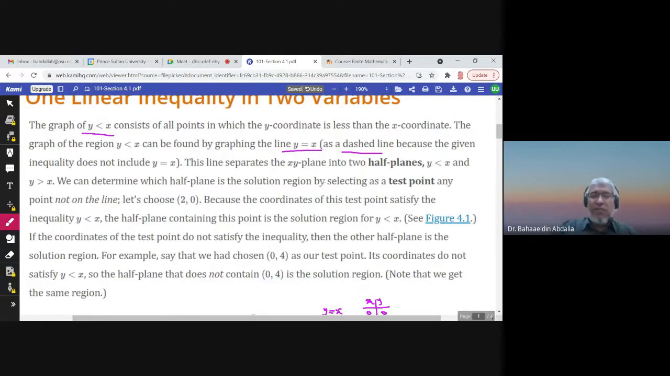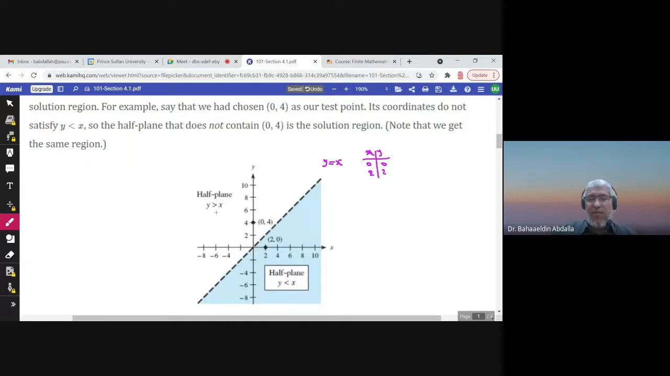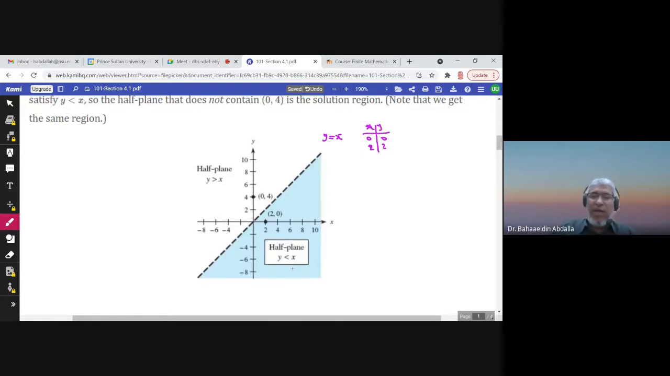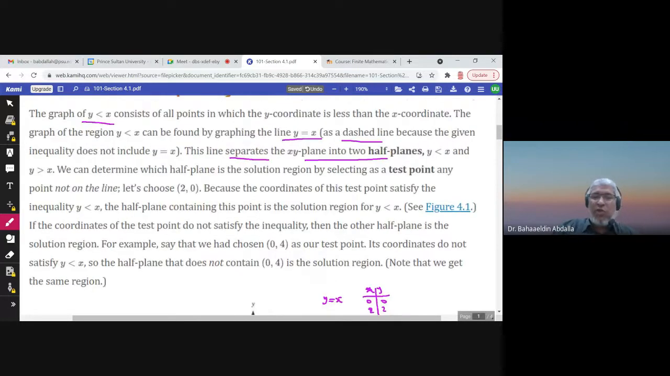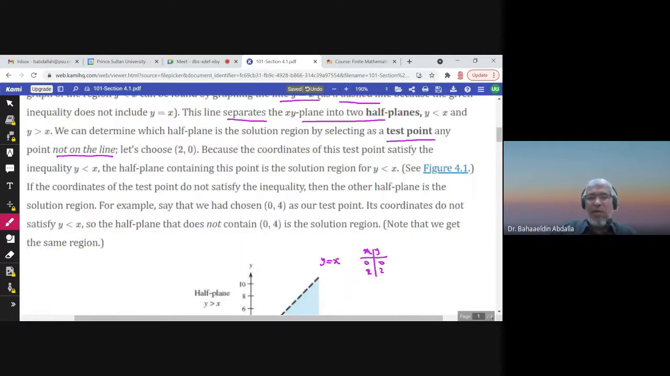And now this line separates the xy plane into two half planes. So we have this half plane where y is greater than x, and this half plane where y is less than x. How to find out which half plane is y less than x, and which is y greater than x? Well, we select a test point. Any point in the plane, but not on the line.